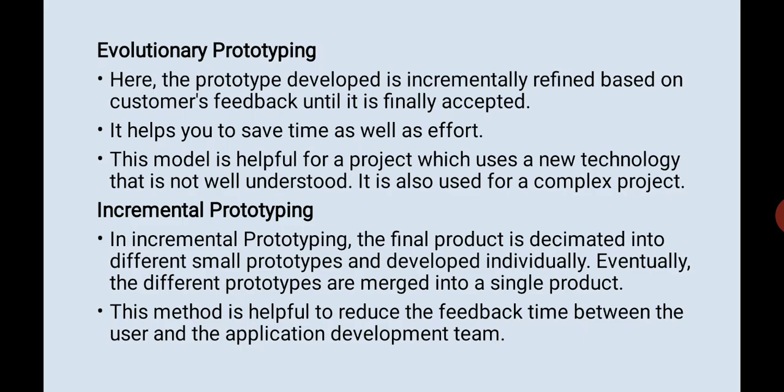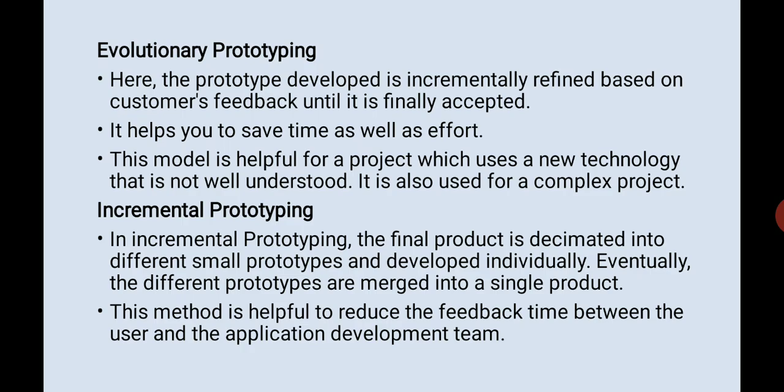Next we come to incremental prototyping. In incremental prototyping, the final product is divided into different small prototypes and developed individually. So what you do is divide the product into a number of very small prototypes, and then you develop each of them individually. Eventually the different prototypes are merged into a single project. So after dividing, you conquer all of them, and then you merge them again.